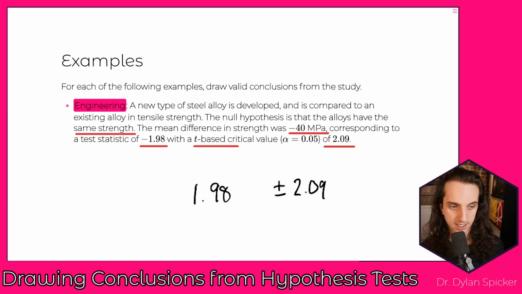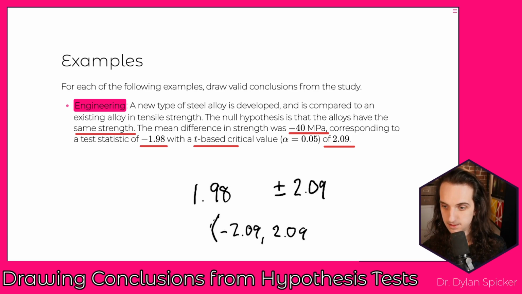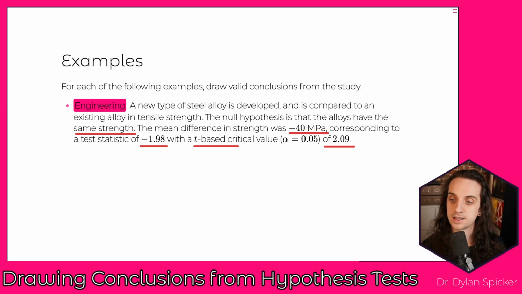And so in particular, we have to ask, well, if we take the interval negative 2.09 to 2.09, and we have a test statistic of negative 1.98, is negative 1.98 in this interval? And the answer is yes, it is, right? So because it's in that interval, we fail to reject the null hypothesis. Because our test statistic is less extreme than our critical value, we fail to reject the null hypothesis at the alpha equals 0.05 level. Therefore, this is not a statistically significant result, right?